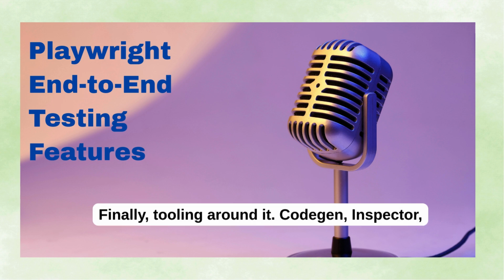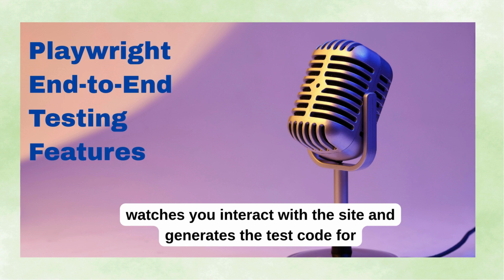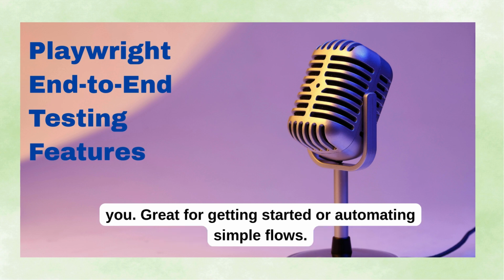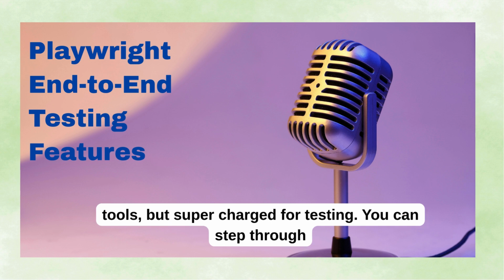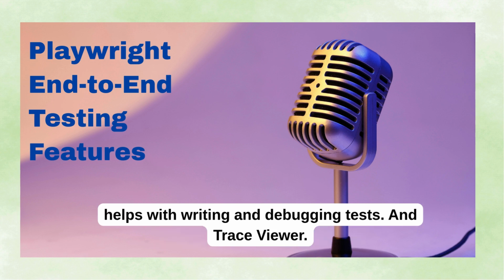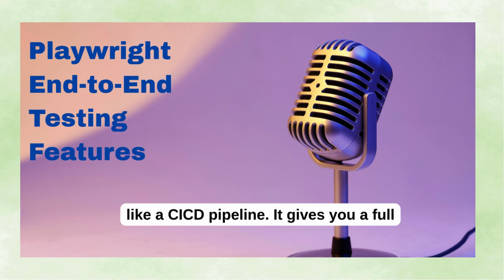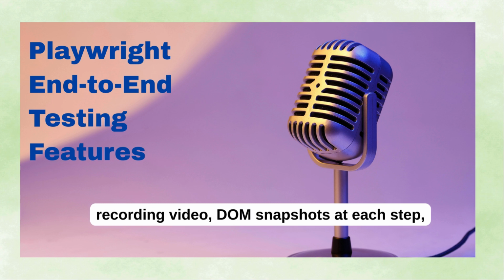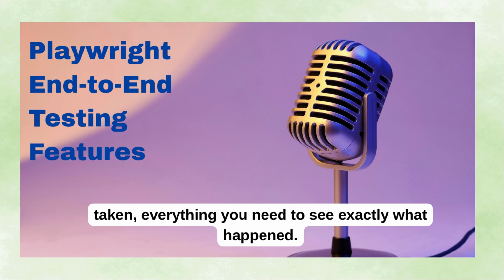Clever. Okay, finally, the tooling around it. Codegen, Inspector, Trace Viewer, quick rundown. Sure. Codegen watches you interact with the site and generates the test code for you. Great for getting started or automating simple flows. Nice. Playwright Inspector is like your browser's dev tools, but supercharged for testing. You can step through tests, inspect elements, see selectors Playwright suggests. Really helps with writing and debugging tests. And Trace Viewer, that's your go-to when a test fails, especially in a CI/CD pipeline. It gives you a full recording: video, DOM snapshots at each step, console logs, network requests, the actions taken, everything you need to see exactly what happened.